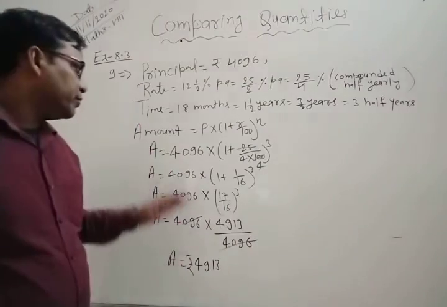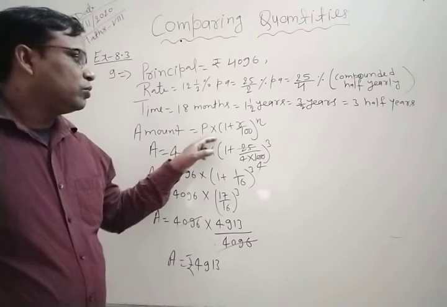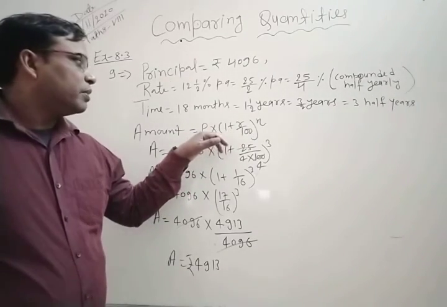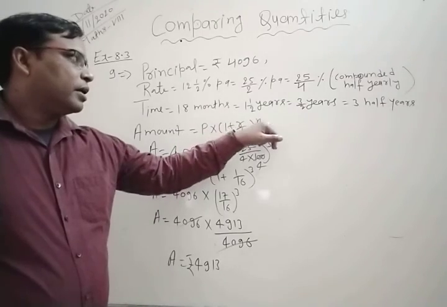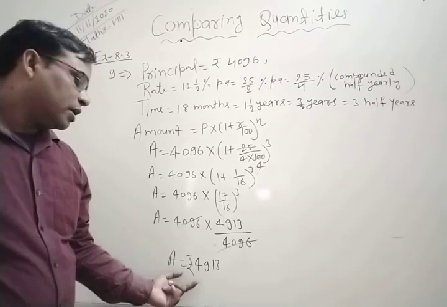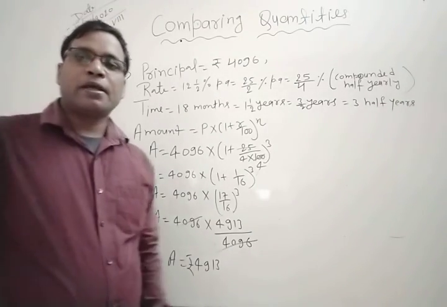Now we use the formula to find the amount. Amount is equal to principal into (1 plus rate upon 100) power n. Here we put the values of principal, rate and time, and then we obtain the amount. So students, I hope all of you understood this question.